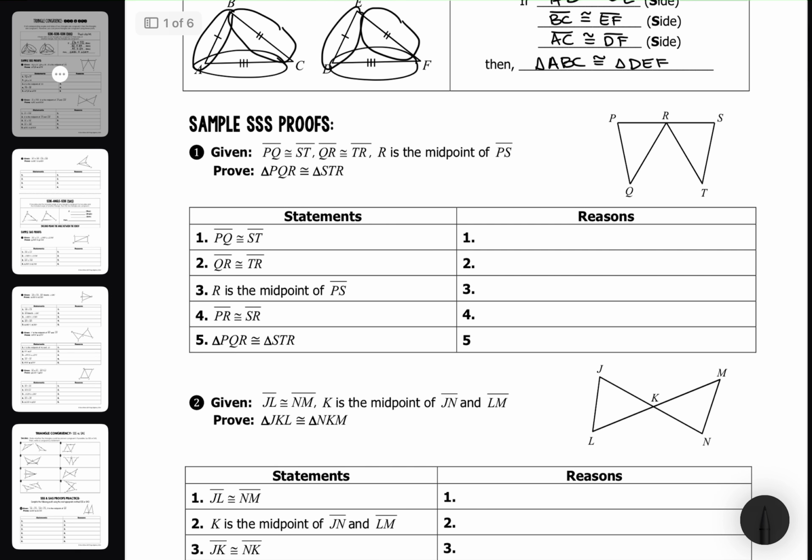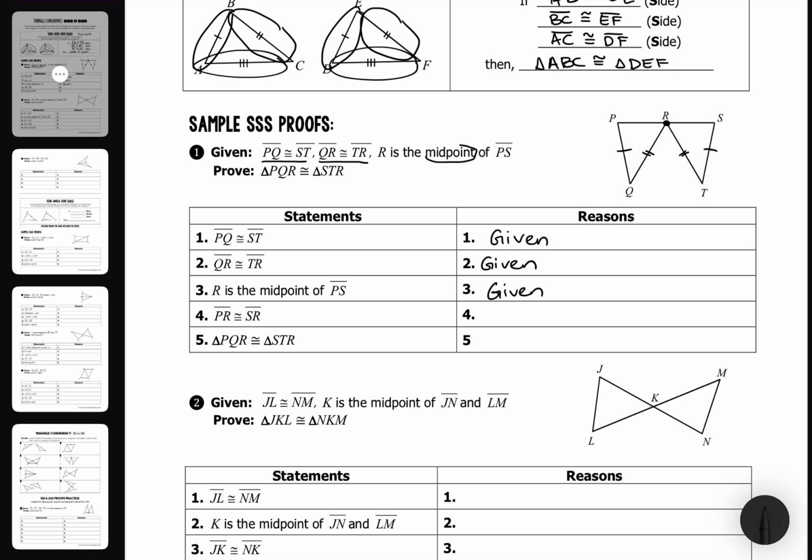All right, so here's our first sample proof. We're going to start with our given. So PQ is congruent to ST, that's a given. QR is congruent to TR. Okay, they happen to split these up. I'm also going to label things on my diagram. So PQ and ST are congruent. QR and TR are congruent. That's the other given. And then R is the midpoint of PS. Well, what does it mean to be a midpoint? Because that's just a given.